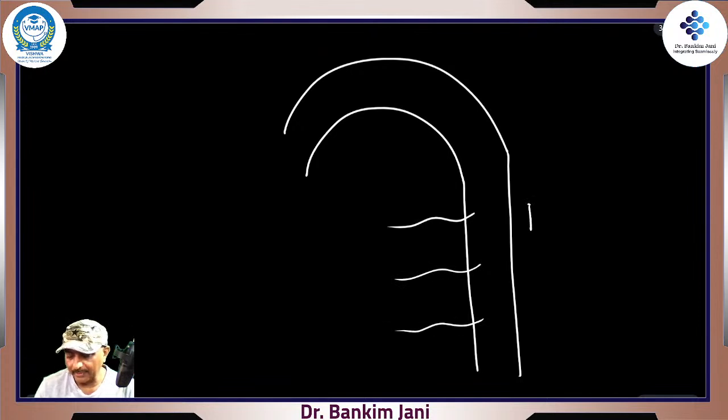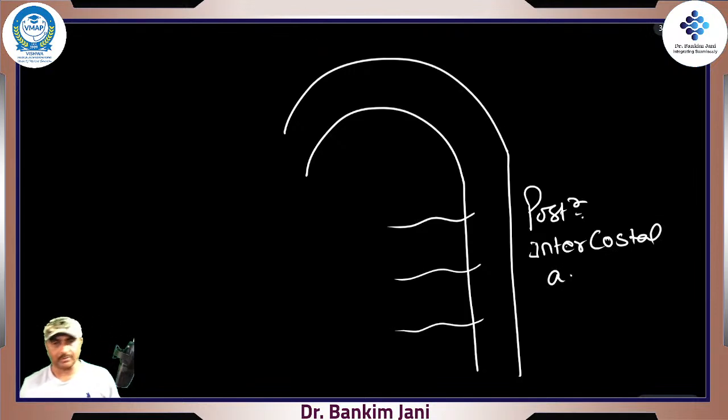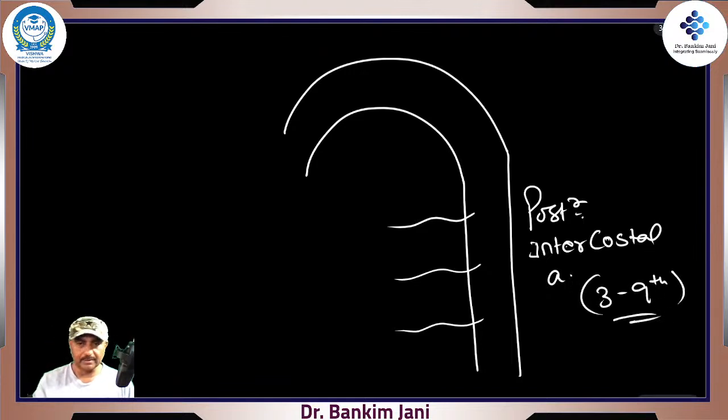we have seen these, the posterior intercostal arteries. These are the posterior intercostal arteries, all the way from third to ninth, they are appearing.